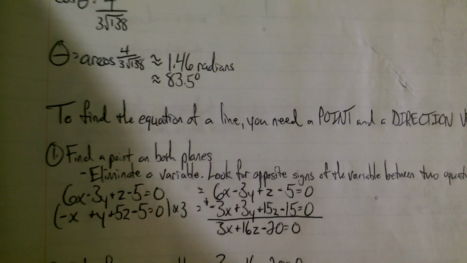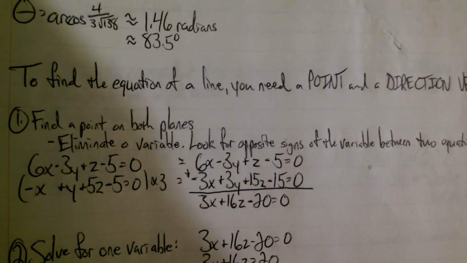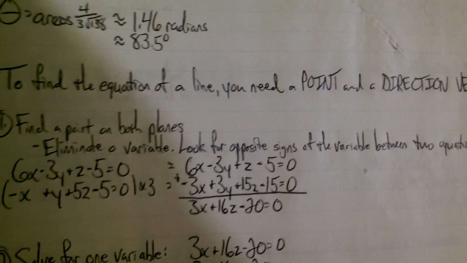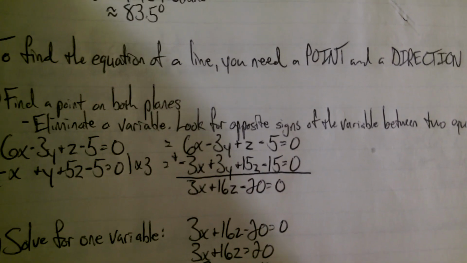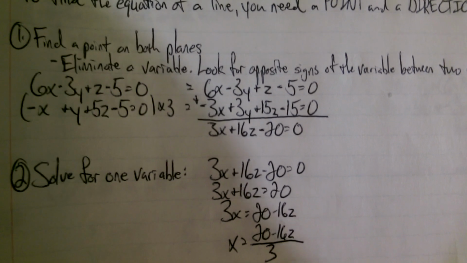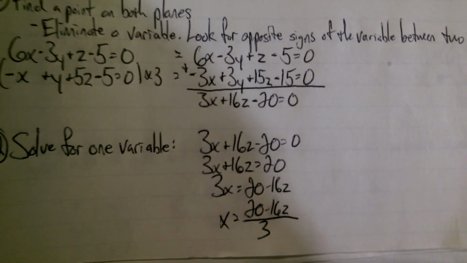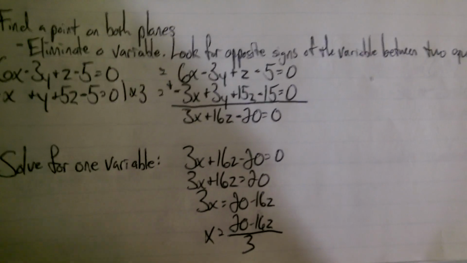So y automatically had a negative in the first and a positive in the second. So I multiplied the second by 3 so we could cancel out the y's completely. And we ended up with 3x plus 16z minus 20 equals 0. Our next step is we want to solve for one variable. As you can see, I go through the steps here of getting x isolated by itself. So we know x now equals 20 minus 16z divided by 3.